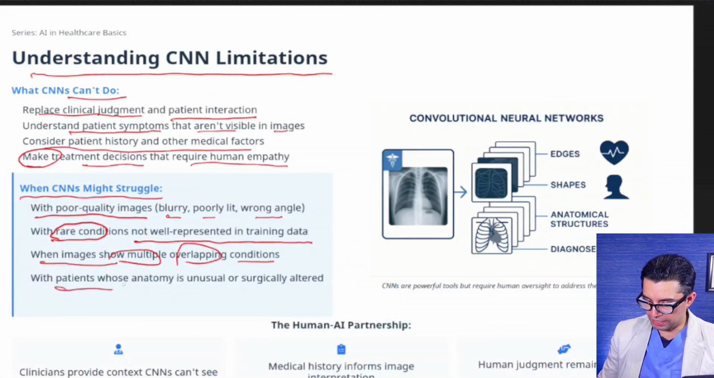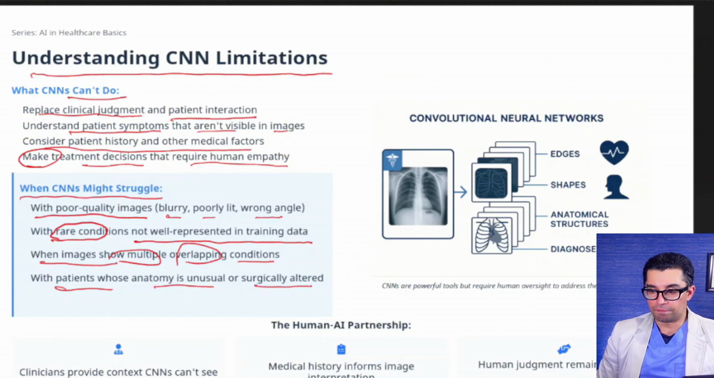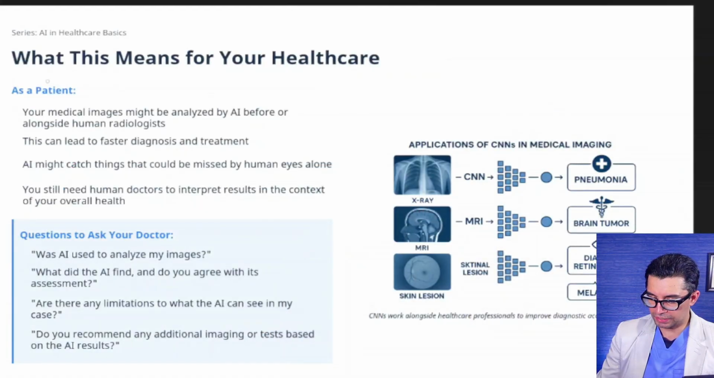Then there are patients whose anatomy is unusual or surgically altered. They could have had multiple surgeries. They could have hiatal hernias. They could have dextrocardia, where the heart is flipped. So yeah, a lot of things could confuse the AI. That's why humans just don't fully rely on it. Read the report, or look at the image quickly. Yeah. Confirmed. Okay, good. Then let me sum up CNNs and what they mean for your healthcare.